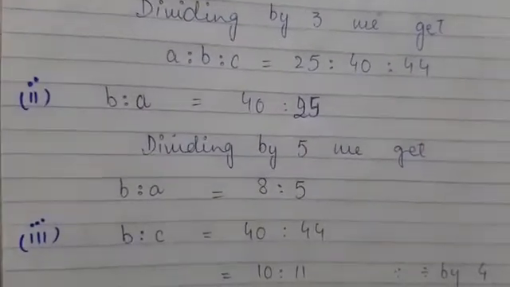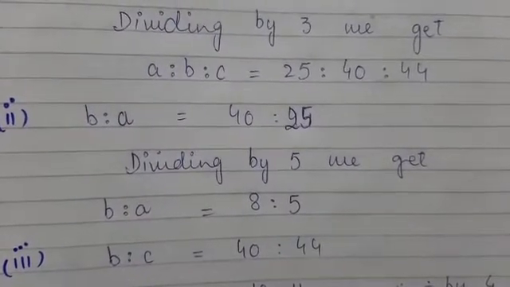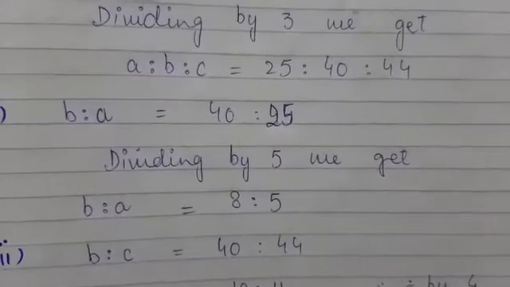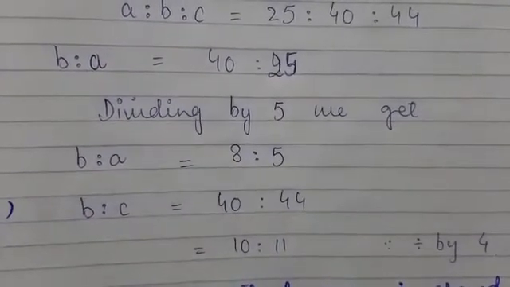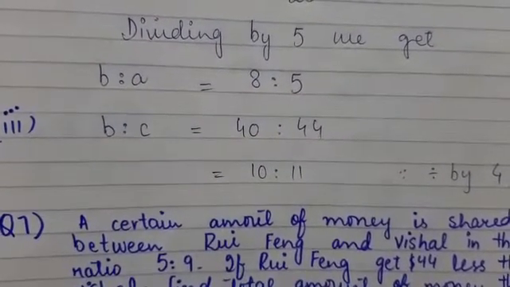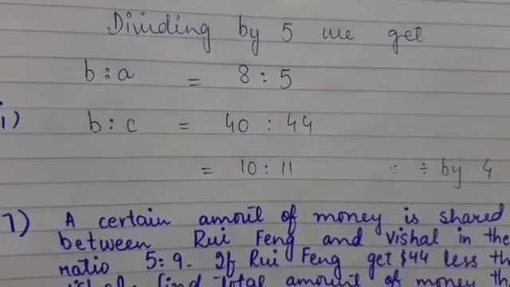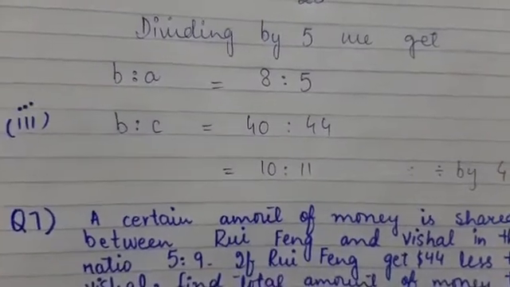In the second part, we had to find B ratio A, which is equivalent to 40 ratio 25. As both of the terms are divisible by 5, we get the answer 8 ratio 5 after dividing by 5. And in the third part, B ratio C is equal to 40 ratio 44, as both of the terms are divisible by 4. So we are left with the ratio 10 ratio 11.